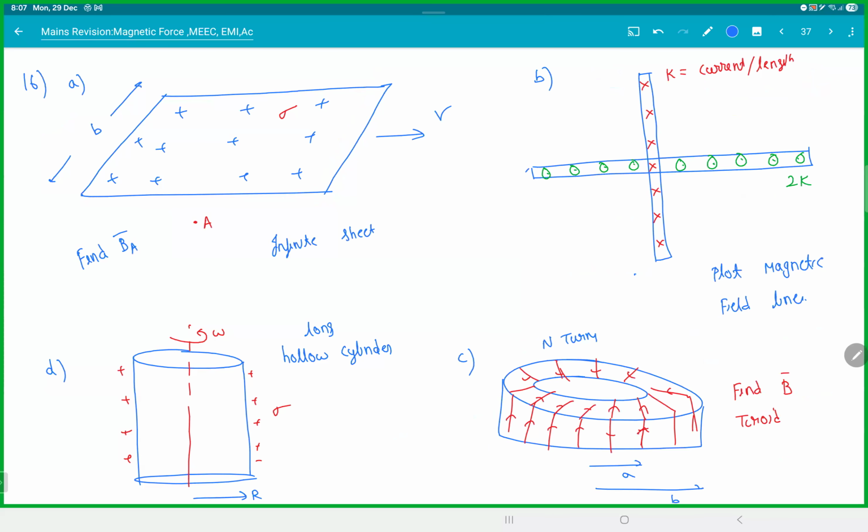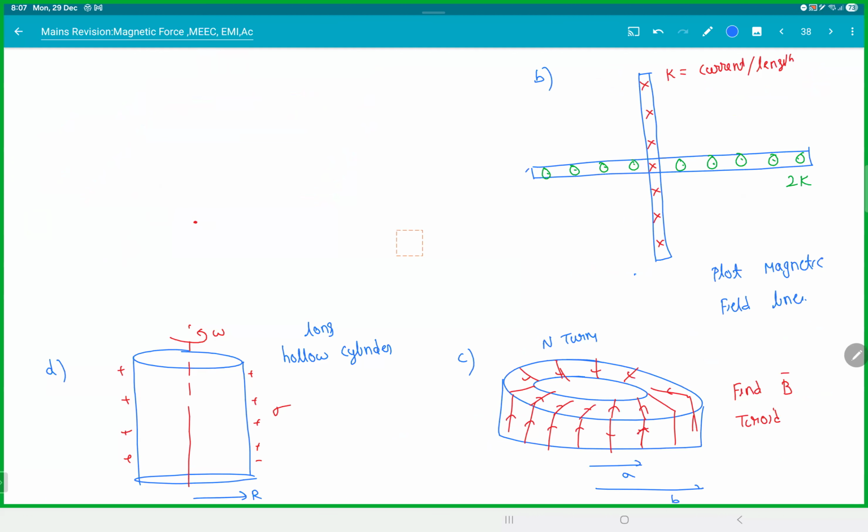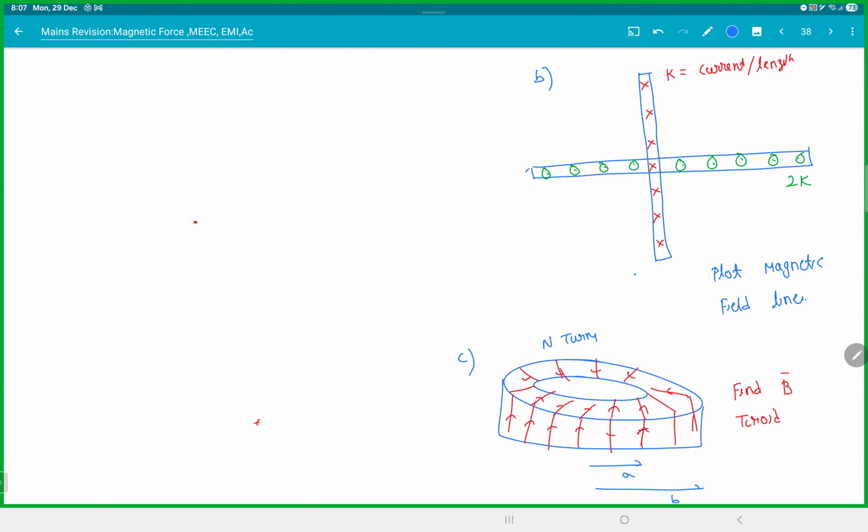So yeah, what about these two? The theoretical formula is straightforward. B is equal to mu naught capital N I by 2 pi R. This formula is only valid between B and A. So only in that region you have field, outside it is zero.